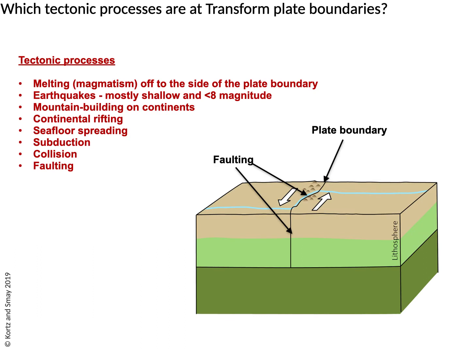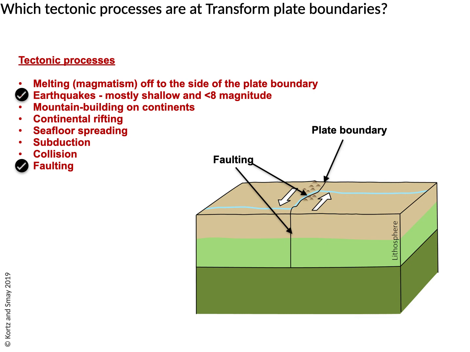So let's review the types of tectonic processes that are at transform plate boundaries. And really there's two that are occurring here. Faulting, the formation of faults, is the last on our list. That is occurring here. And earthquakes, mostly shallow and relatively small to large magnitude, that is, something that's less than 8 in the magnitude scale.